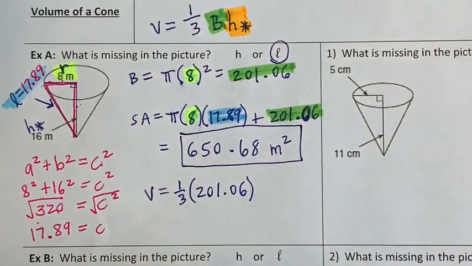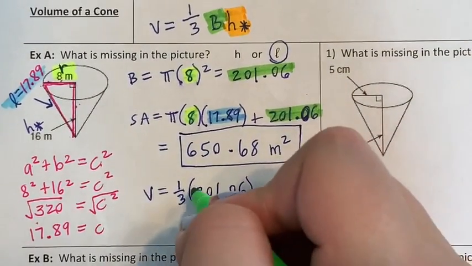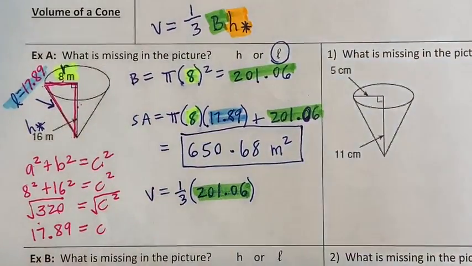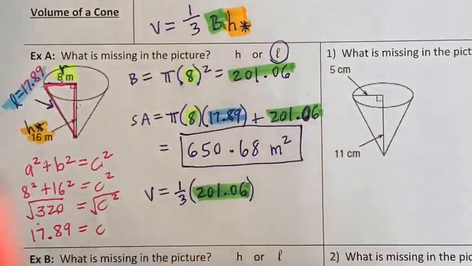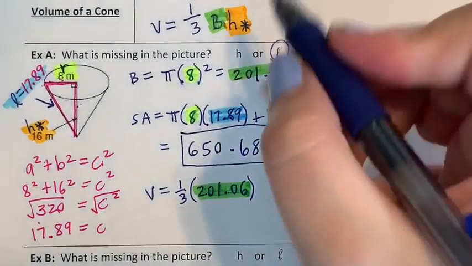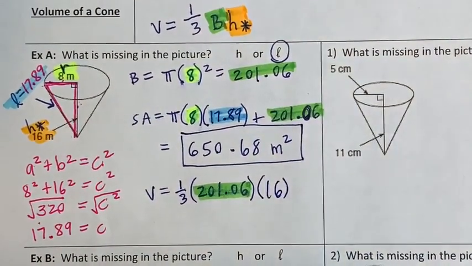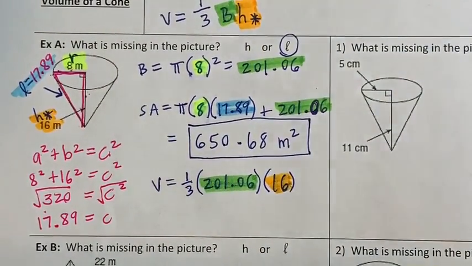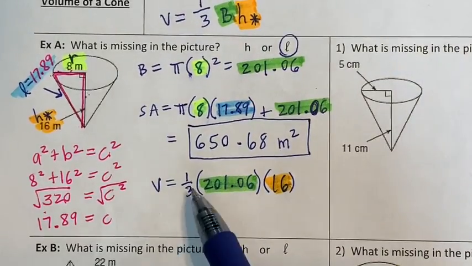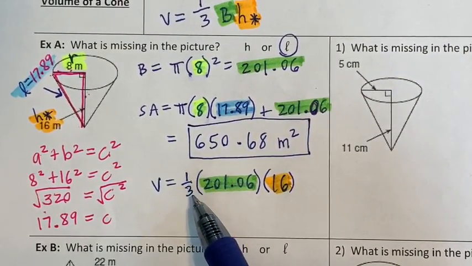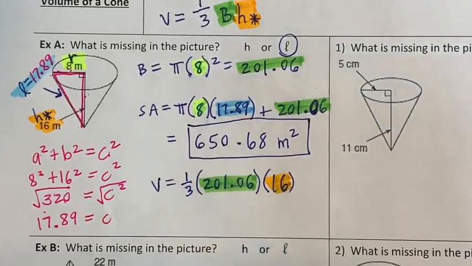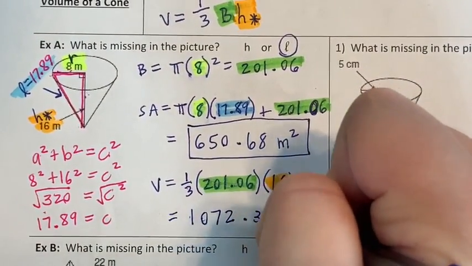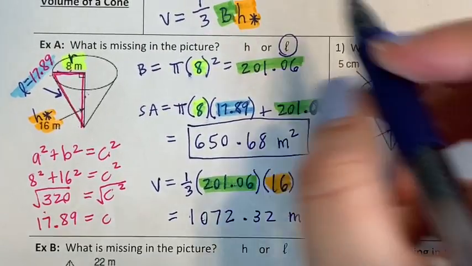201.06, times my height, and that's my true height of the pyramid. So that's my H star over here, which is 16. So times 16. And then because these are just 3 numbers multiplied, you can do all this in one step. So do 1 divided by 3 times our base times our height here. And then for volume, we get 1072.32 cubic meters.